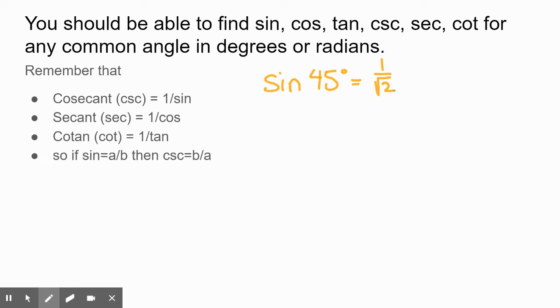And remember that cosecant is the inverse of sine, secant is the inverse of cosine, and cotangent is the inverse of tangent. So if somebody said the sine of theta equals 4 over 7, then what is the cosecant? Well, it's just the inverse of sine, so all you would do is flip that fraction. So that would be 7 over 4.